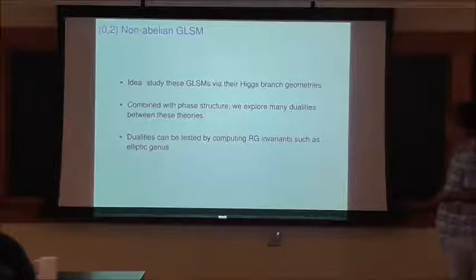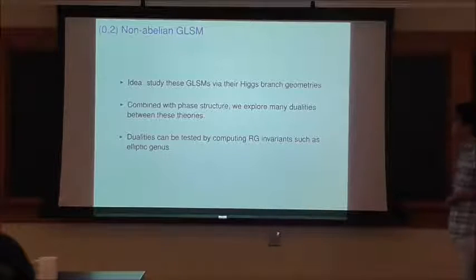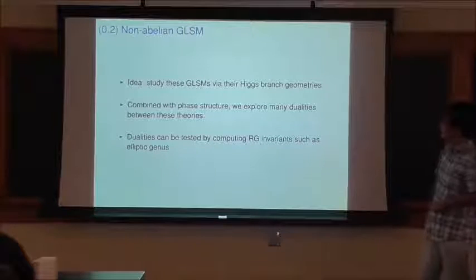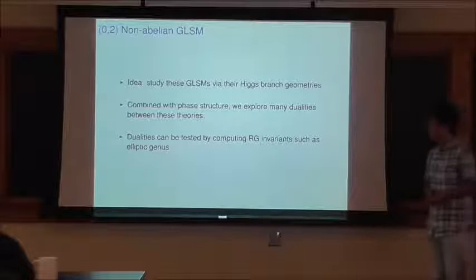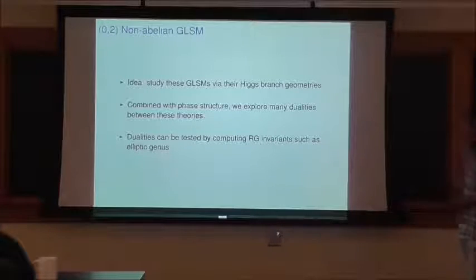For us, the idea is to study these non-invariant gauge GLSMs, looking at their Higgs branch geometries by solving the determinant F-term equations. And you combine this with the phase structure proposed by Witten many years ago of gauge theories in 2 dimensions. We explore many possible dualities within them by looking at the mathematical identities of different geometries.